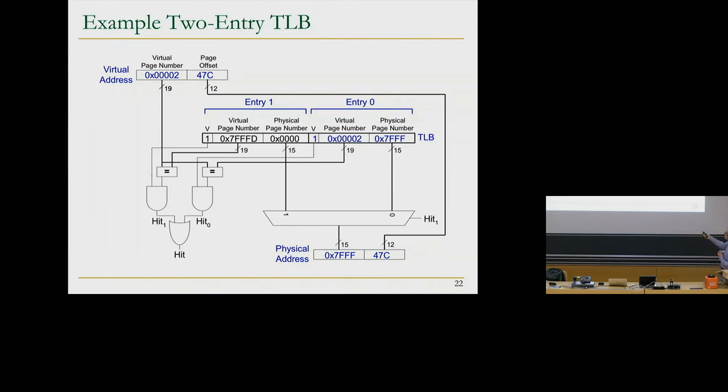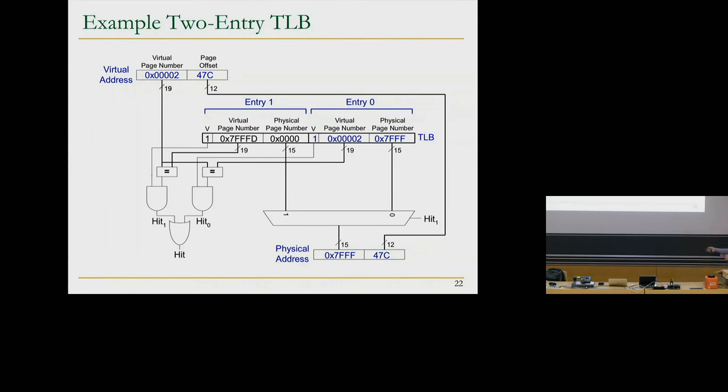And in this case, there's a match in entry 0, as you can see. So you get a hit for entry 0, and you take the physical page number from entry 0 and concatenate it with the page offset that you have from the virtual address. And that's how you do the translation. It's, in some sense, similar to a page table, but it's not a page table, it's a cache of the page table entries. Make sense?